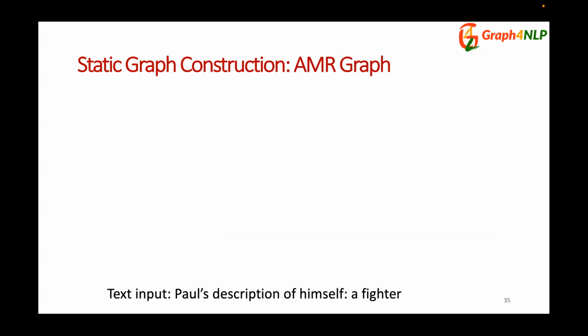Next, let's talk about AMR graph construction. The AMR graph captures various semantic information of the sentences, such as semantic roles within a sentence, coreference, named entities, and so on. They preserve the semantic meanings of text while abstracting away the syntactic representations. That can help complement the raw text by providing high-level abstract information. So given a sentence, like "Paul's description of himself, a fighter", we can apply AMR parsing tools to convert it to a graph.